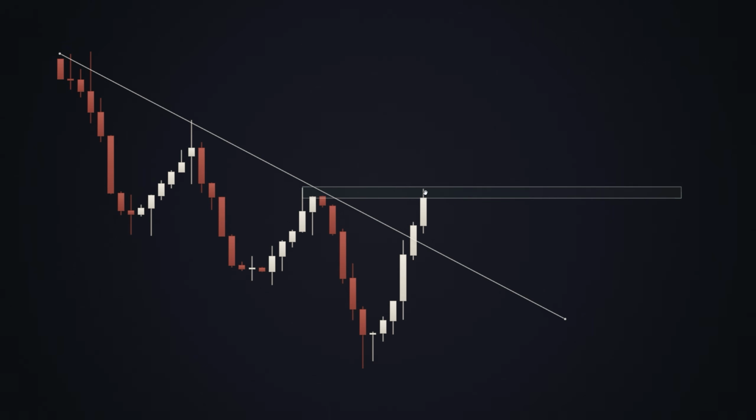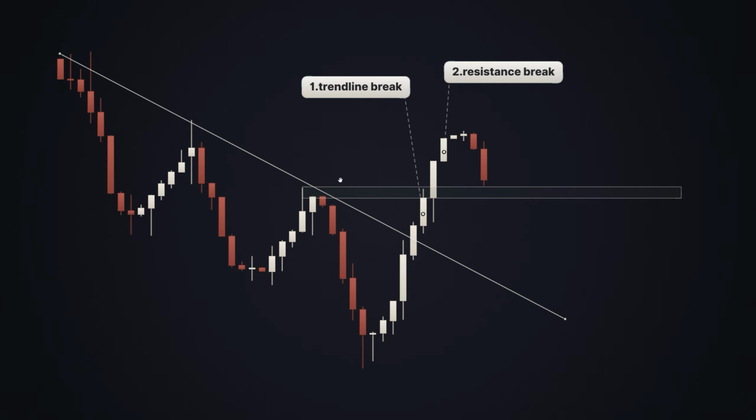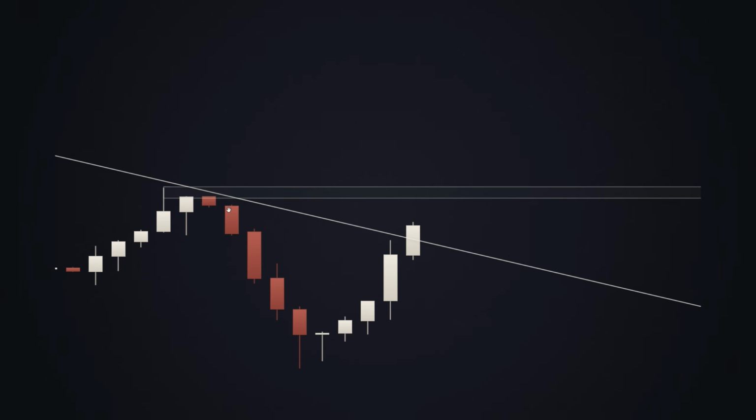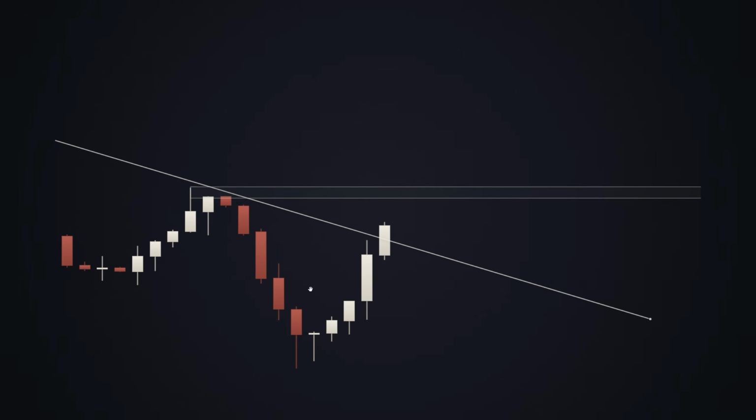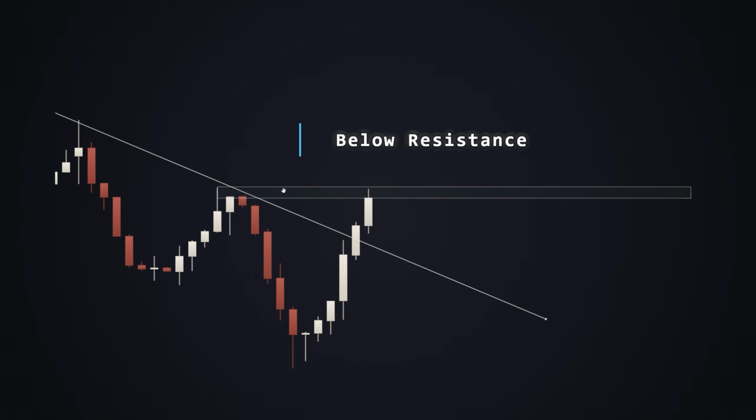The common rule is to trade the first trend line break. That fails because price can break a diagonal line while still sitting under the level where sell orders are stacked. The better rule is waiting for price to break the last clear horizontal level too. On this chart, price breaks the diagonal line, but it is still below resistance. I am watching it, but I am not trading.